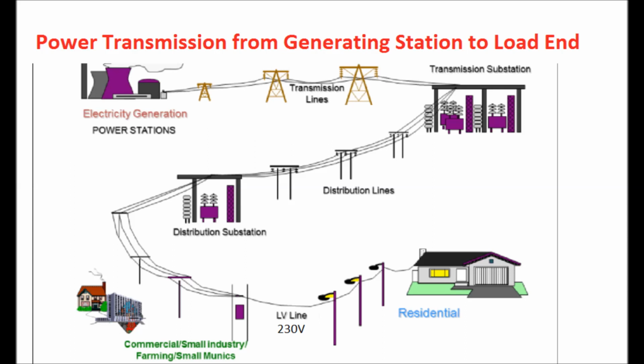So you can see that a variety of voltage levels exist from the generating station to the load end. Near the load end, an 11 kV line exists, and from the distribution substation to the transmission substation, a 33 kV or 22 kV transmission line exists, and from the generating station to the extra high tension transmission substations, voltage levels of 66 kV, 132 kV, 400 kV or 220 kV exist.